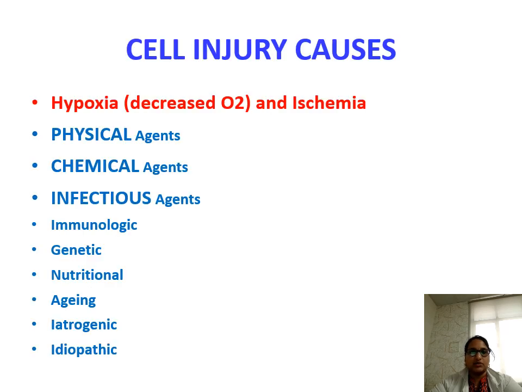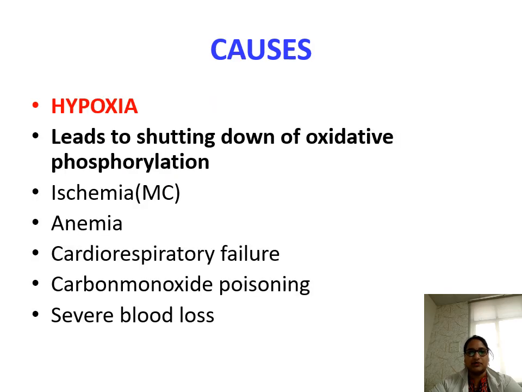So let's come to the causes. What are the causes for cell injury? Hypoxia, it is the most common cause. Physical agents, chemical agents, infectious agents, immunological, genetic, nutritional, aging, iatrogenic, idiopathic. These are the various causes of cell injury.